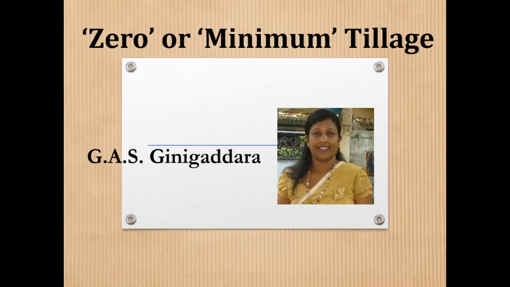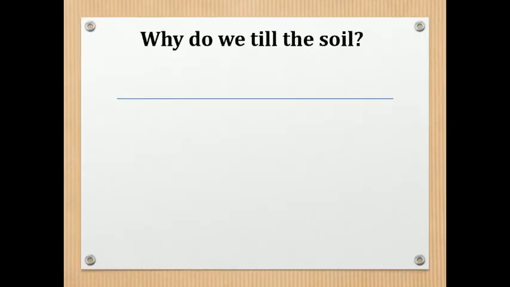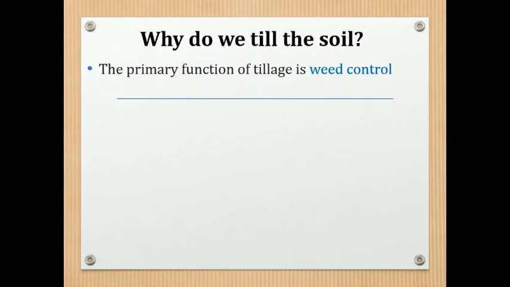Or minimum tillage. Why do we till the soil? The primary function of tillage is weed control.